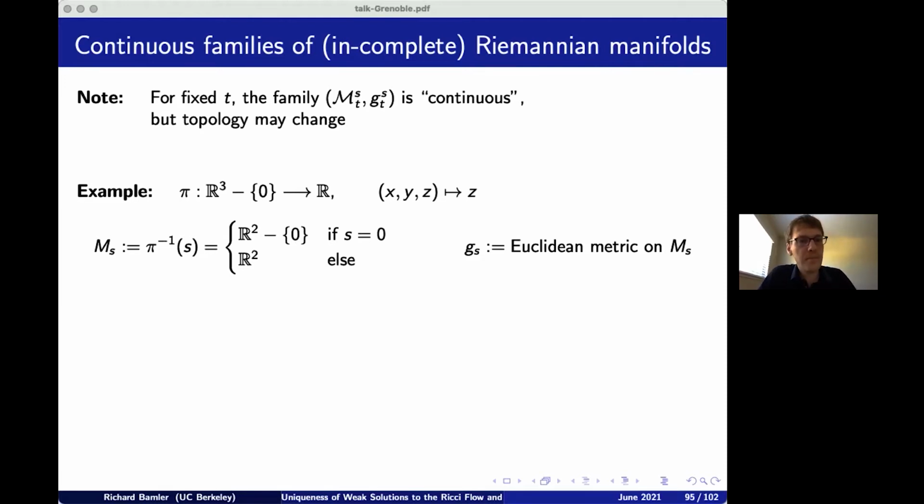So I think everybody would agree that there's some kind of continuity property, and these M_S are somehow held together by the topology of this global space. And so this is what I now want to express more precisely.